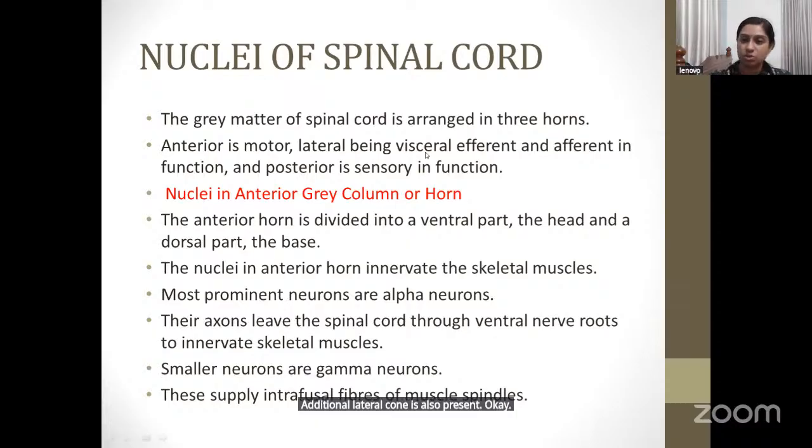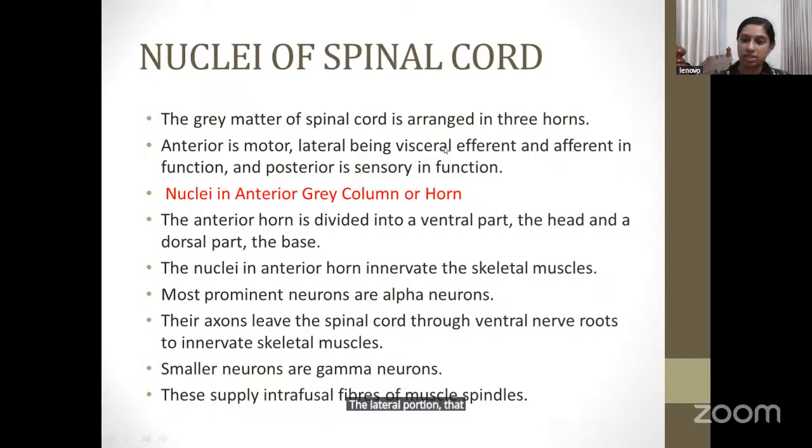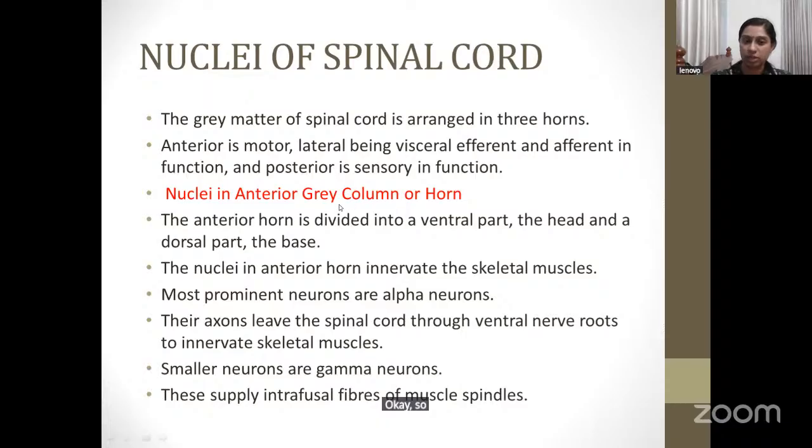Okay. So anterior is usually motor and lateral is visceral efferent. Lateral horn contains both motor and sensory fibers, whereas the posterior part is purely sensory. Okay. So coming to the nuclei in the anterior gray column of the horn, the anterior horn is divided into parts that I will show in the diagram. First I will read and after that I will show in the diagram.